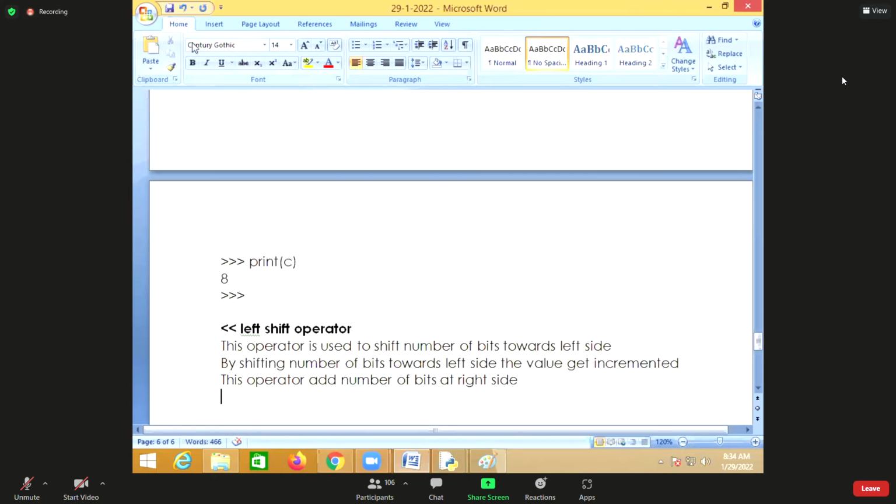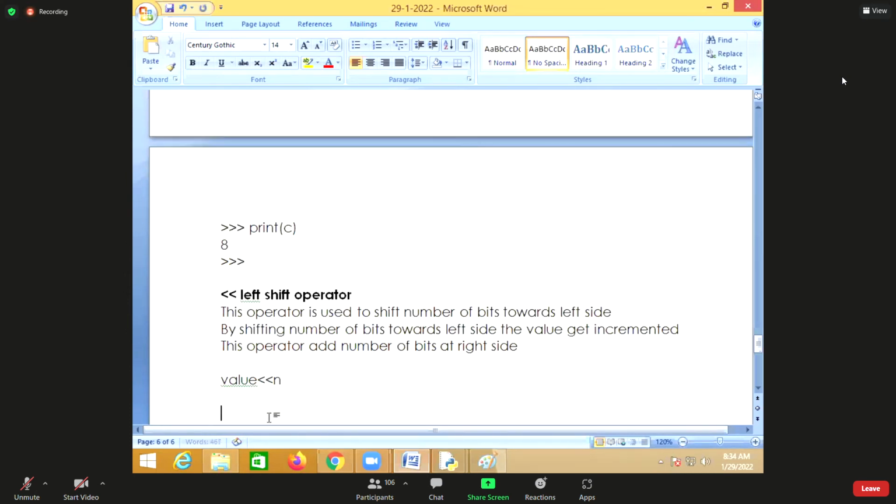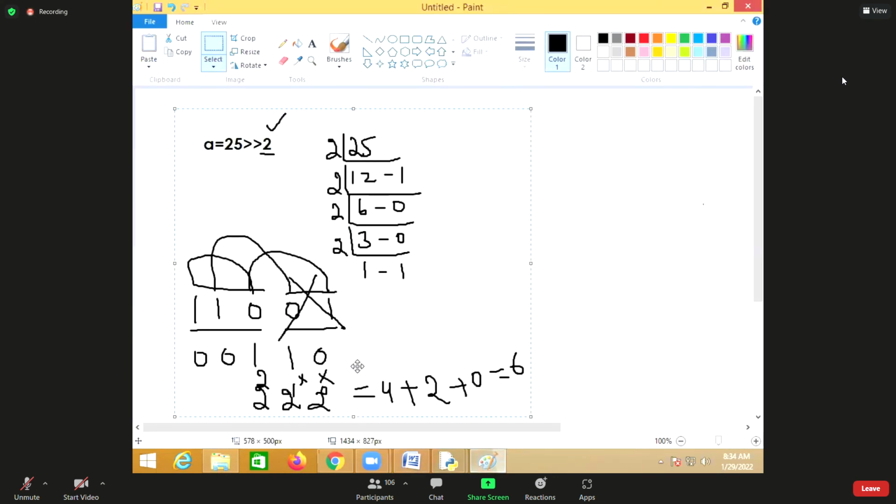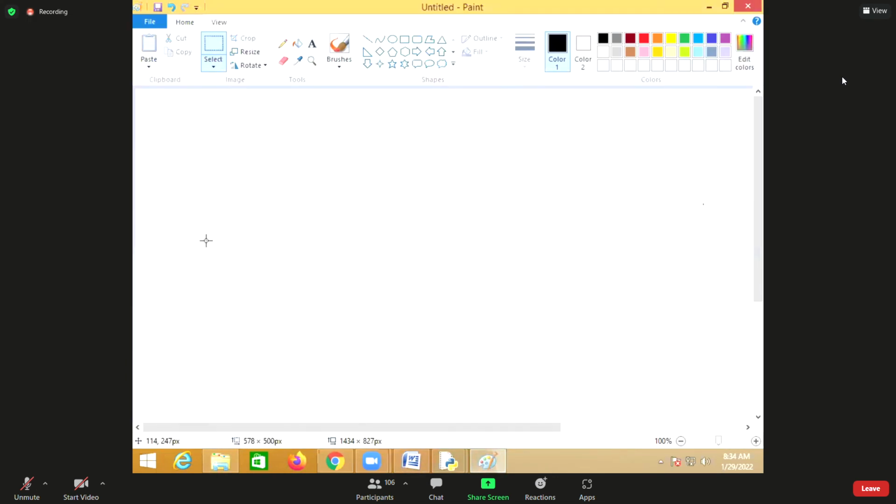So whenever you shift a number of bits towards the left side, those many number of bits will be added at the right side. By adding number of bits at the right side, the value gets incremented. So what is this? Value left shift N. Now you are incrementing value by adding bits.